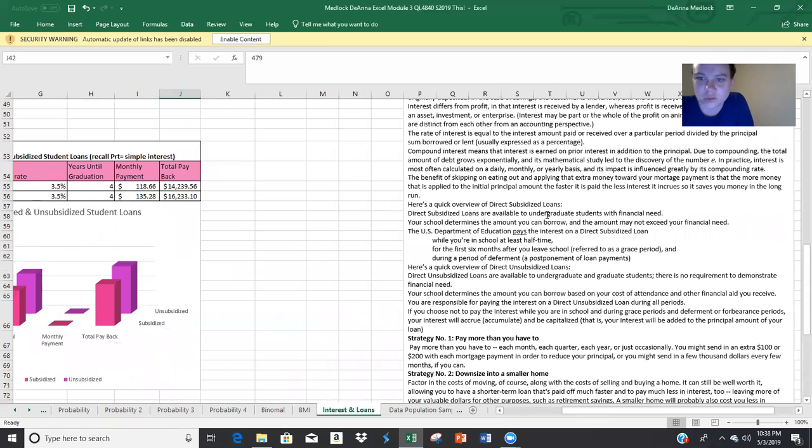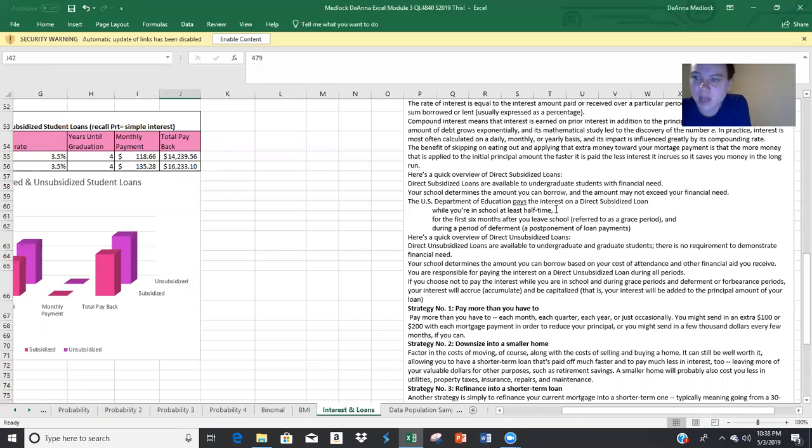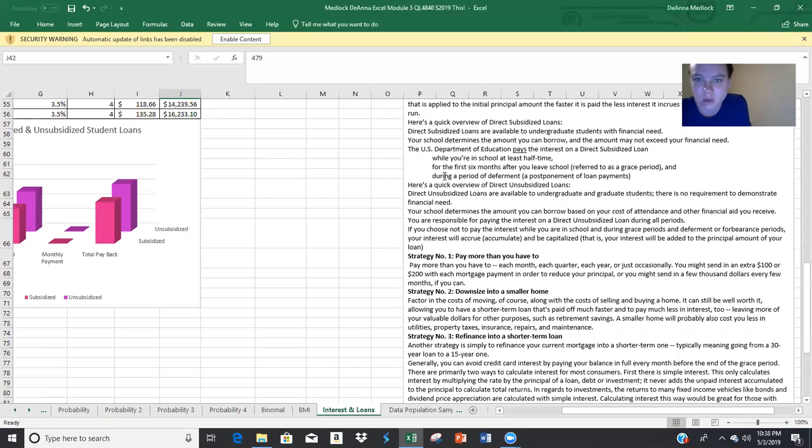A quick overview of direct subsidized loans is they are loans available to undergraduate students with financial need. Your school determines the amount you can borrow, and the amount may not exceed your financial need, so you can only borrow what you need. The U.S. Department of Education pays the interest on a direct subsidized loan while you're in school at least half time, so they pay the interest for you. For the first 6 months after you leave school, that's referred to as a grace period. And a period of deferment is a postponement of loan payments.